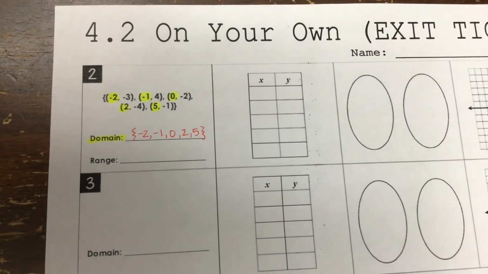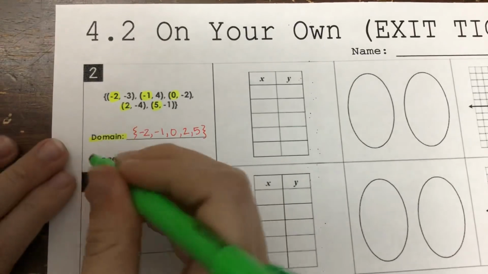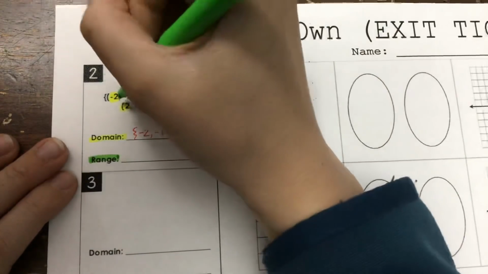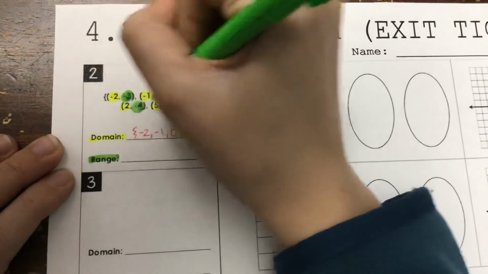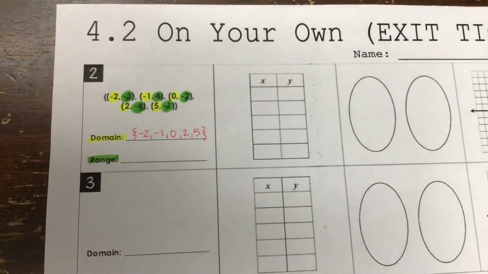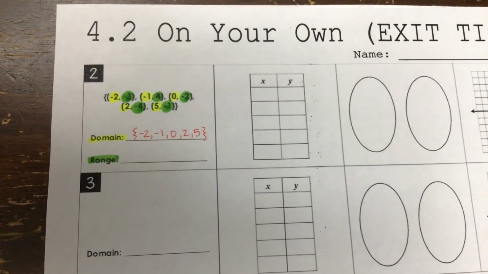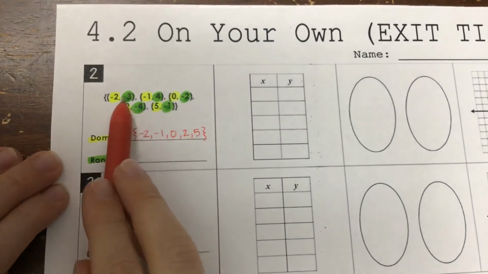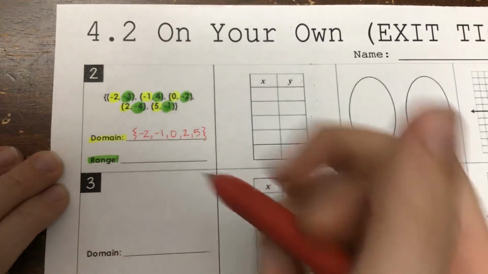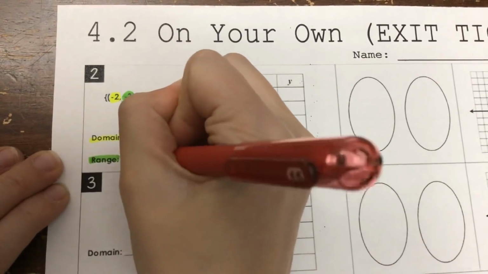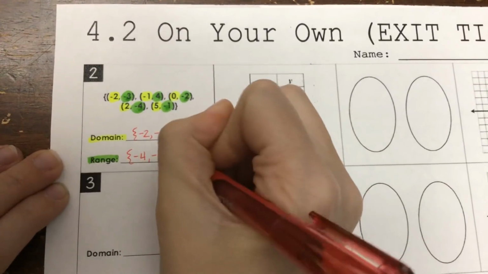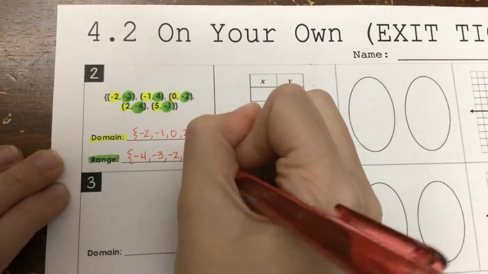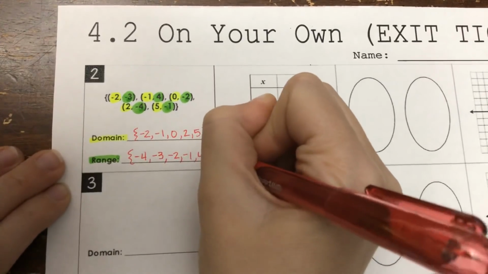Now I'm going to list the range that we have, and the range are the y values. So those are the second values or numbers in each ordered pair that we have listed. Following the same rules, you do need to list them least to greatest, and then you don't have to repeat if you have any of those. So looking at these ones, the smallest number that I have in my range is -4. That looks like we have -3, -2, -1, and 4. Okay.